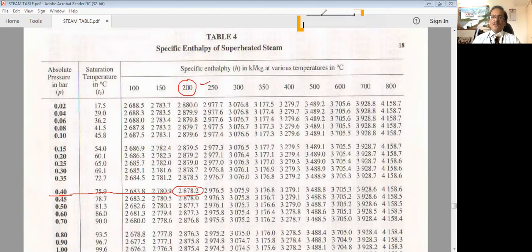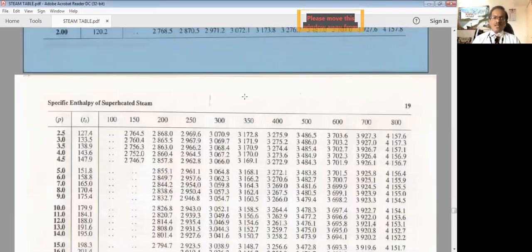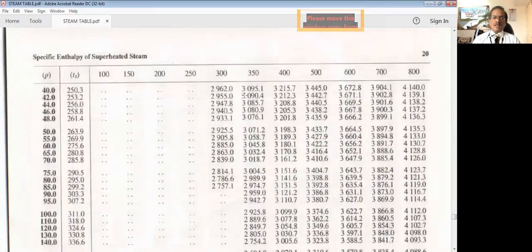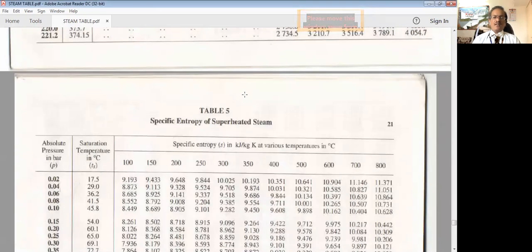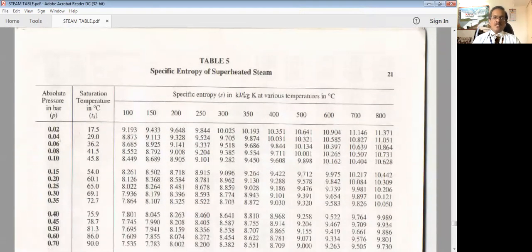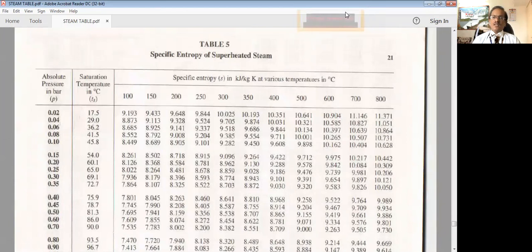And similarly, we can also read the properties for the superheated steam for the entropy. Here, this is the table which is showing the value of properties, which is the specific entropy. The process is the same, nothing more than that.